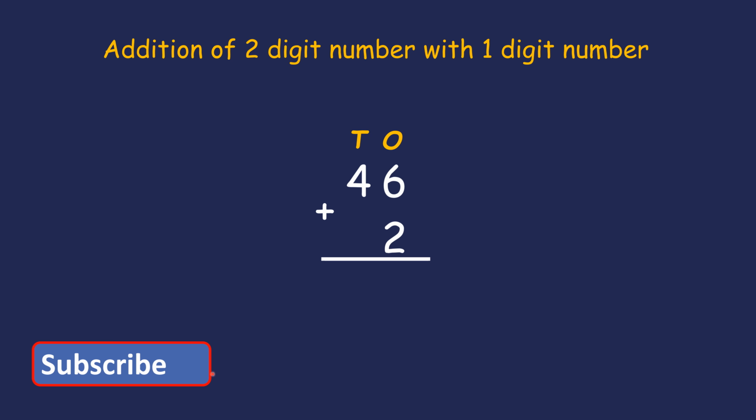Let's solve these numbers. Start adding the ones column. 6 plus 2, 8. Then go to the tens column. We only have 4, so let's bring down 4. The answer is 48.